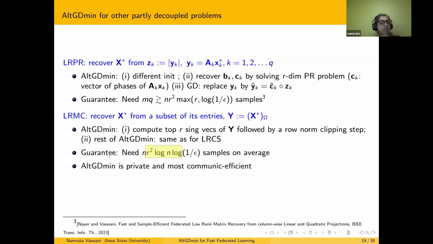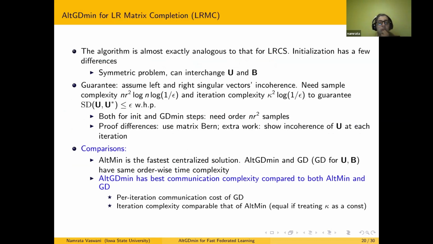The guarantees are similar. In this case, the only advantage of RGD-min is communication cost. Time-wise, alt-min is actually the fastest, because here my problem is decoupled. Matrix completion is decoupled both for U and for B. So in a centralized setting, you can't do better than alt-min.